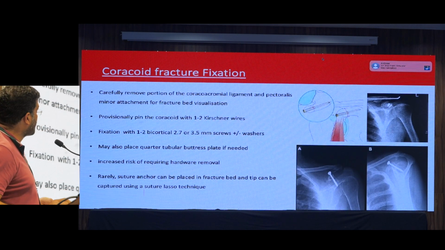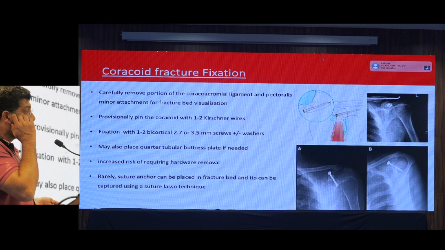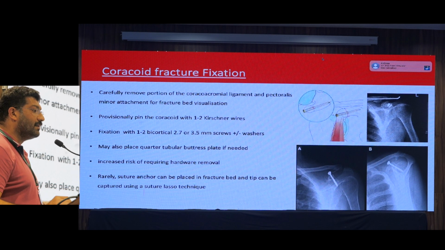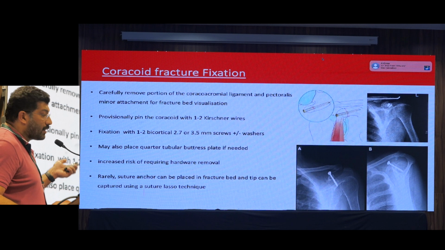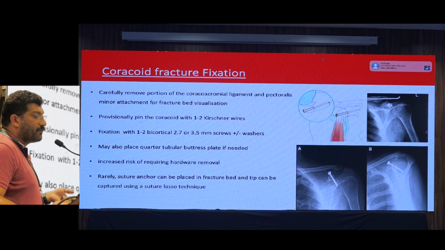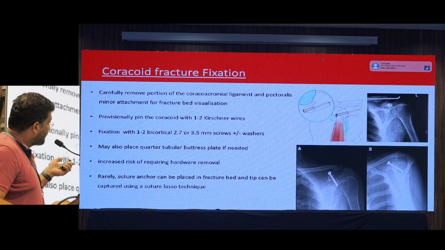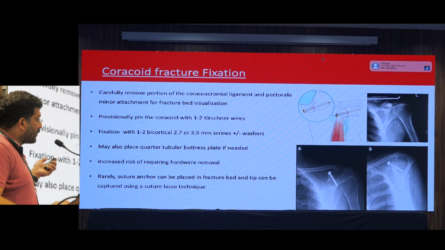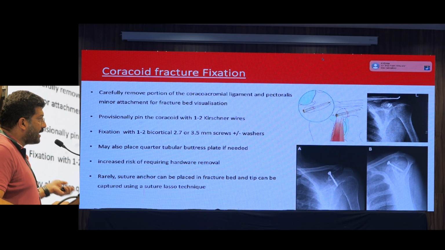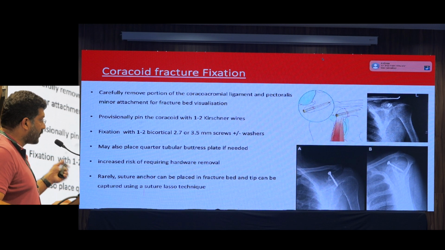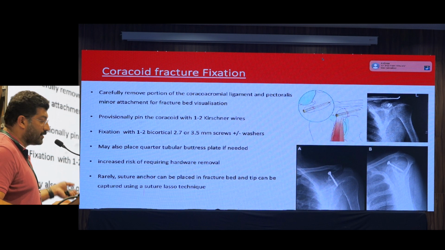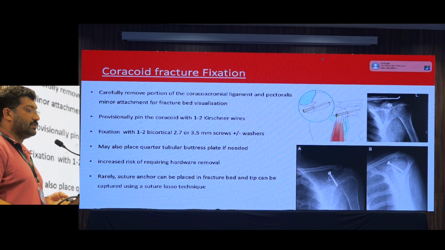So how to fix the coracoid fracture? Coracoid and acromion fractures come around 7 to 8%. Coracoid fracture treatment depends on the class. You can classify the coracoid fracture, and if it's a small fragment, you can go with a metal anchor. You can put it into the base of the coracoid and tie the fractured avulsion fragment at the tip of the coracoid to it, or you can use screws.